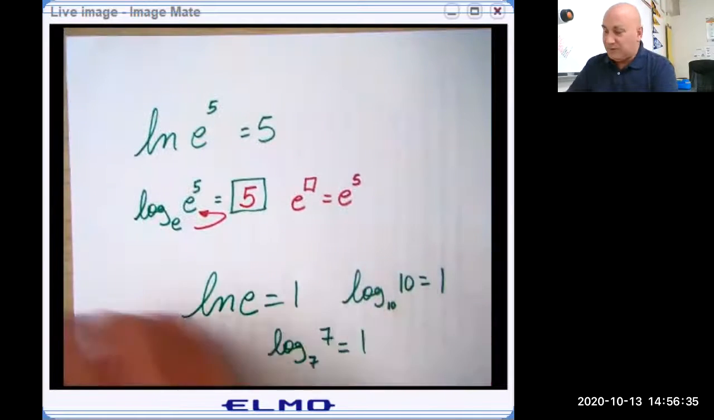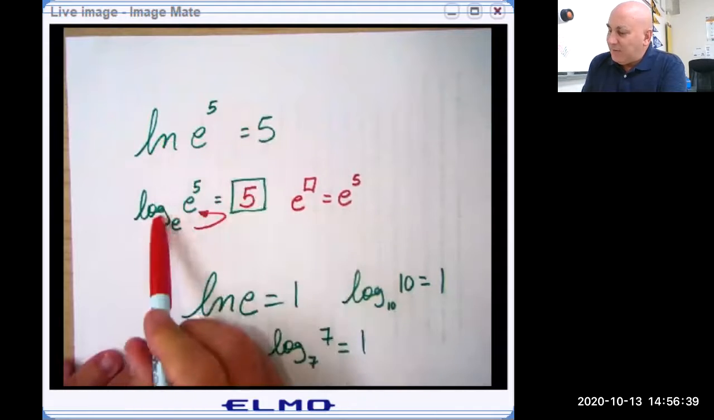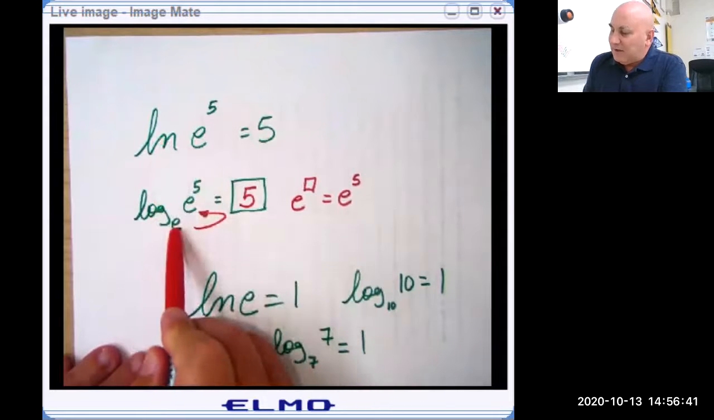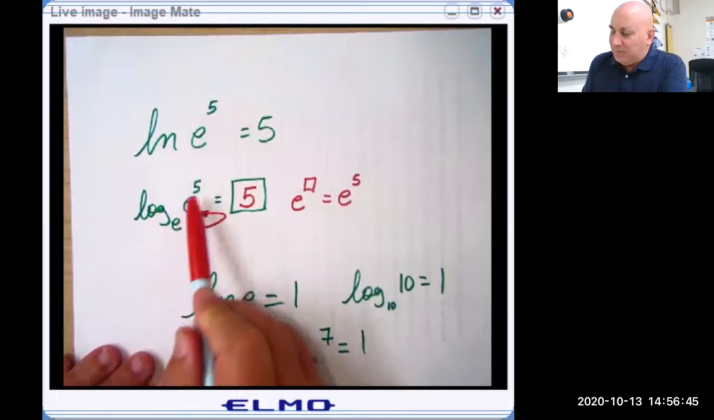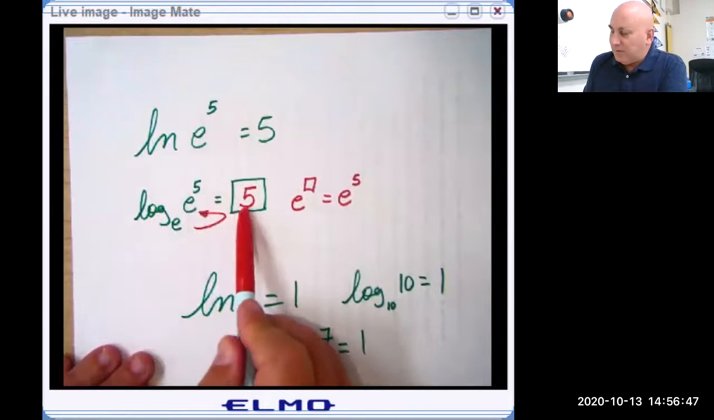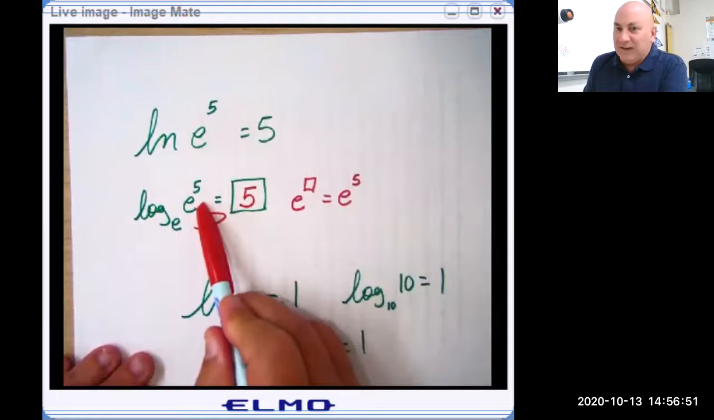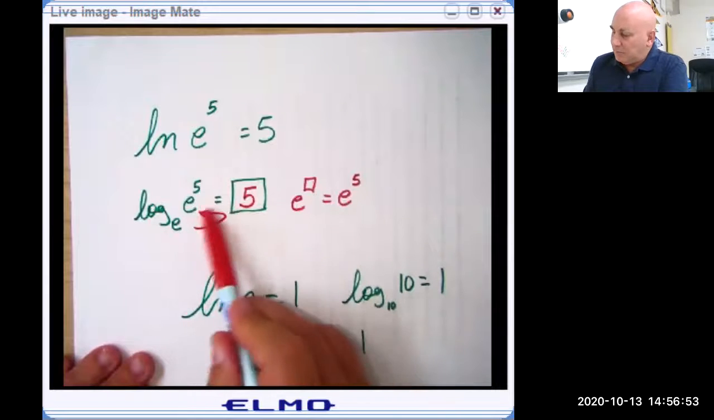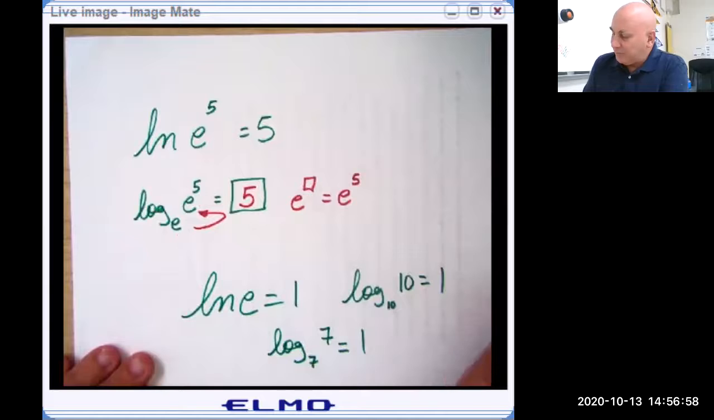It still works. So the ln of e to the 5th is 5. Ln is log base e. So what is the exponent of e that gives me e to the 5th? Well, it must be 5. And again, e to what power gives me e to the 5th? You write it like that and see it clearly has to be 5.